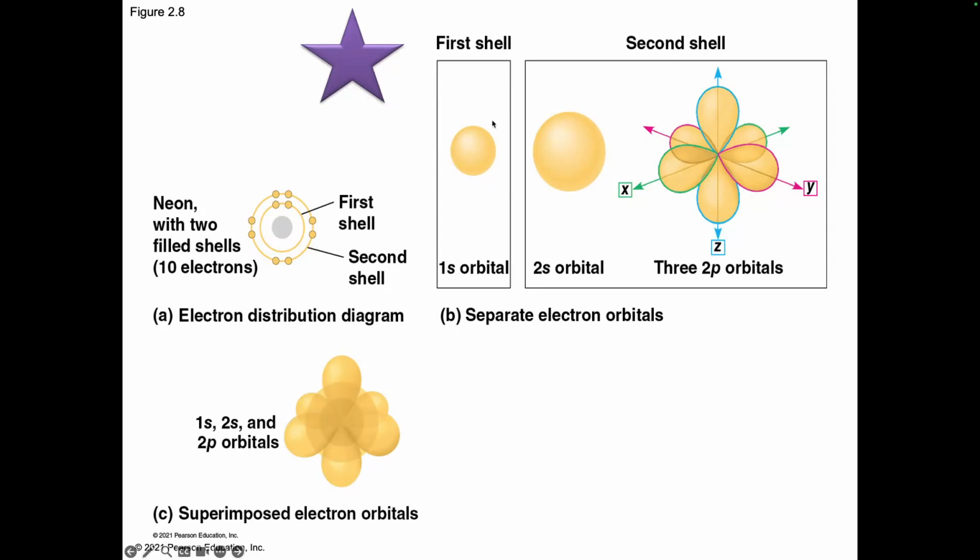However, the big difference between the first shell and the second shell is that the second shell can have 4 orbitals: a 2s orbital, and then 3 2p orbitals, x, y, and z. Each of these orbitals, the 2s, 2px, 2py, and 2pz, can hold up to 2 electrons. So the first shell will only have a max of 2 electrons, but the second shell can have 2, 4, 6, 8 electrons, up to 8 electrons.